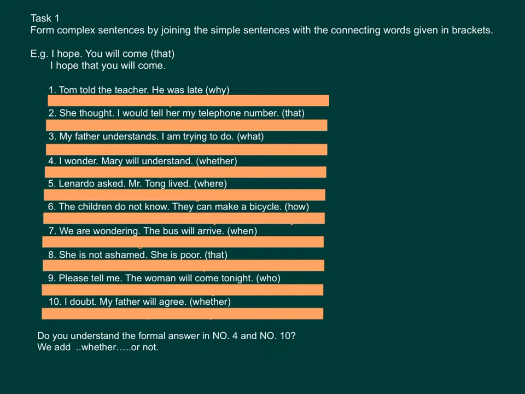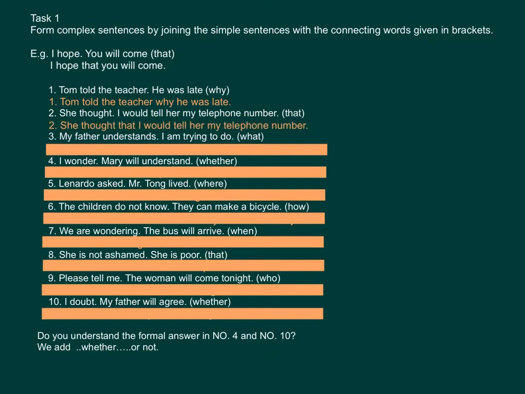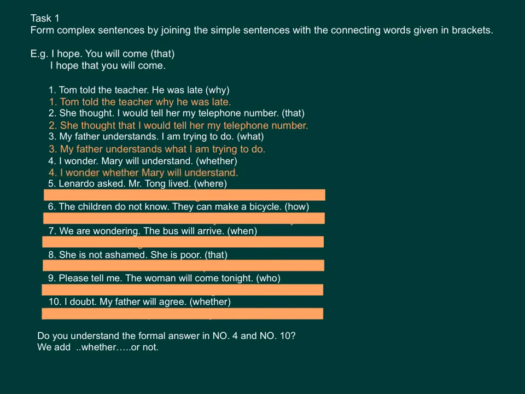Now, are you ready for your answers? Number 1. Tom told the teacher why he was late. Number 2. She thought that I would tell her my telephone number. Answers for number 3. My father understands what I am trying to do. Answers for number 4. I wonder whether Mary will understand.